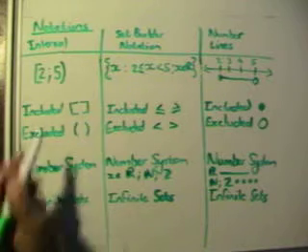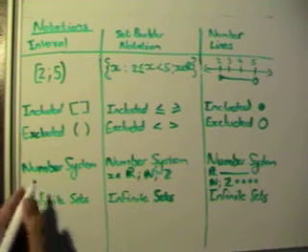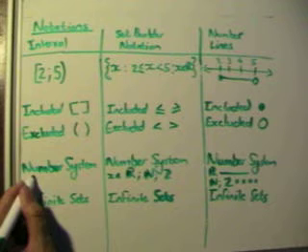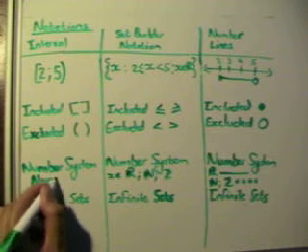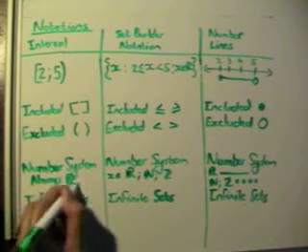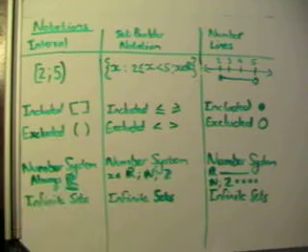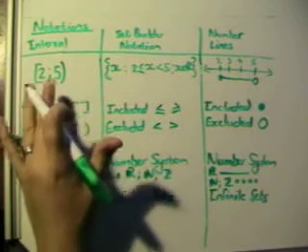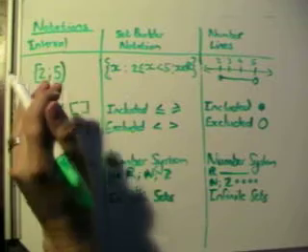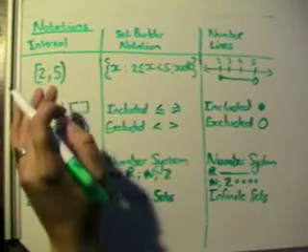And for interval notation, it's actually quite simple. Interval notation is always real numbers. Always real numbers. So if something stands like this in interval notation, you assume I'm working with a set of real numbers.